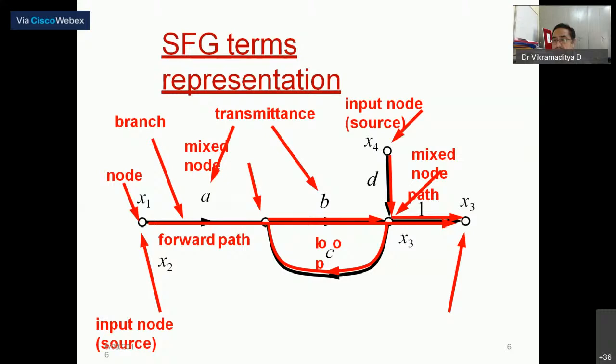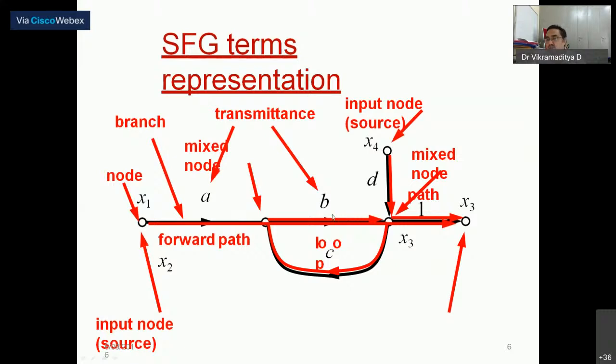This X3 is called the output node. Similarly, X4 is also an input node; see here in this diagram. What is the gain from X1 to X2? It is A. What is the gain from X2 to X3? It is B. What is the gain from X3 to X5? This is a unity path, so it is unity only.